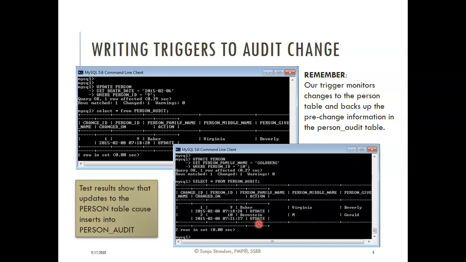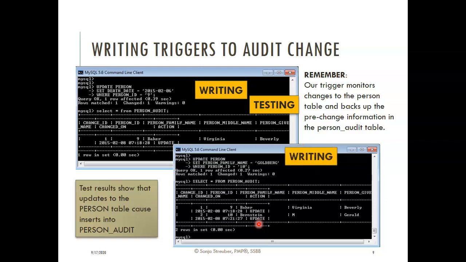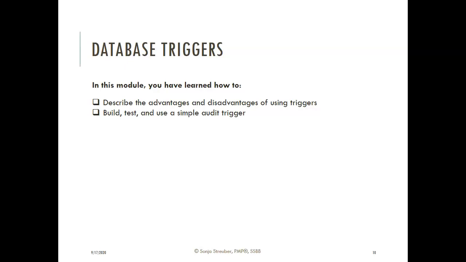So when we test our triggers, the first thing we do is we write to our audit log, and then we test by searching our audit log for the update. And we again write and we test. So to summarize, we have looked at the advantages and disadvantages of using triggers, and we have looked at how triggers are built. Then we have tested and used a simple audit trigger.